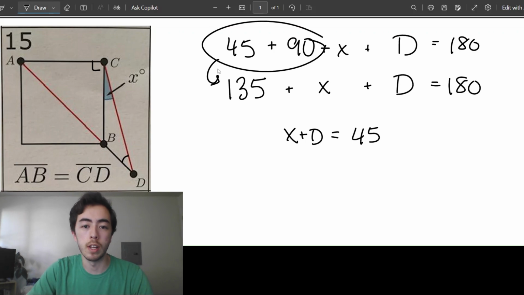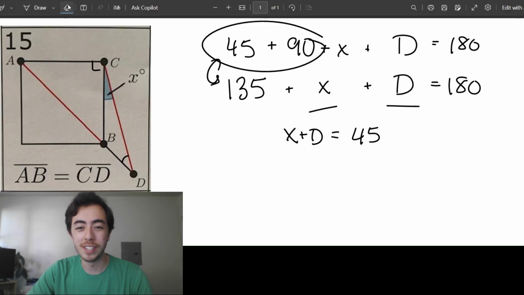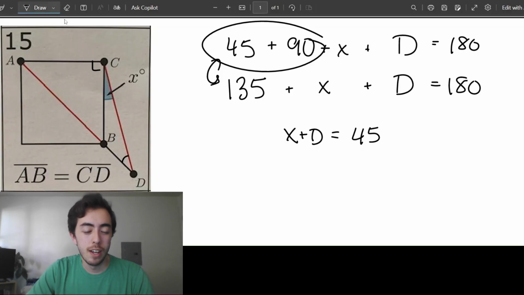I was really hoping that writing two equations and two unknowns would get me a solution, but it turns out both equations are just the same. So I have to look elsewhere for some information about x or d.